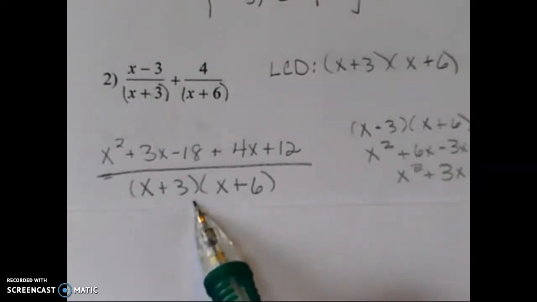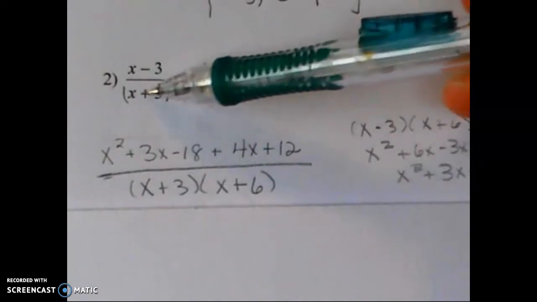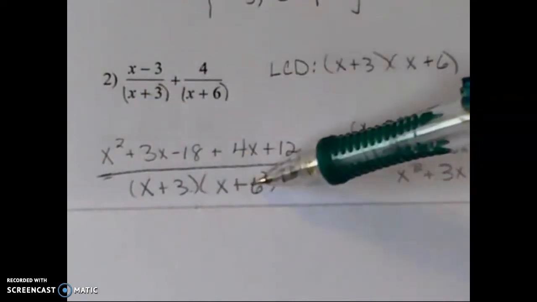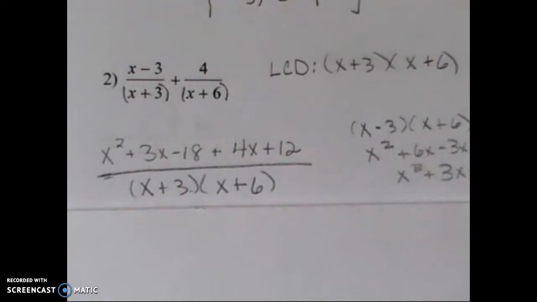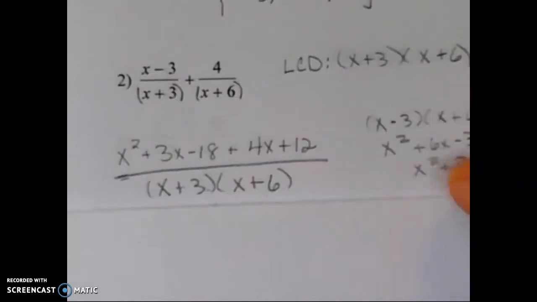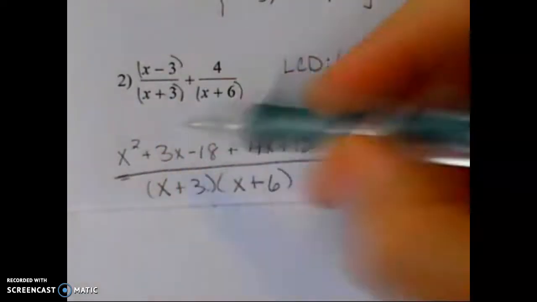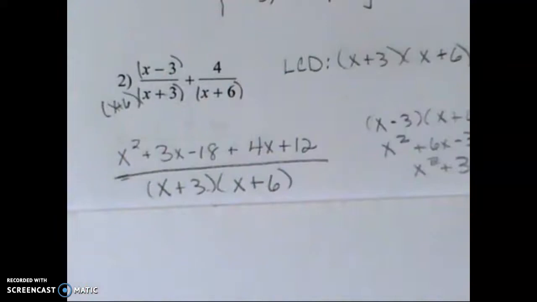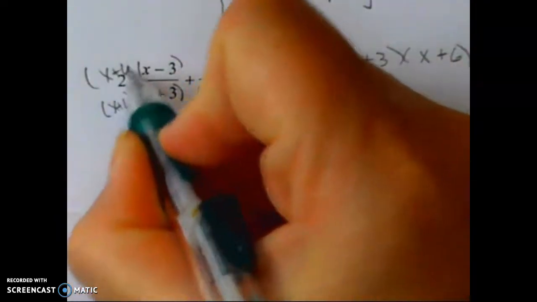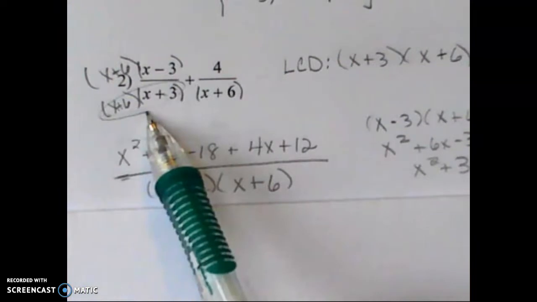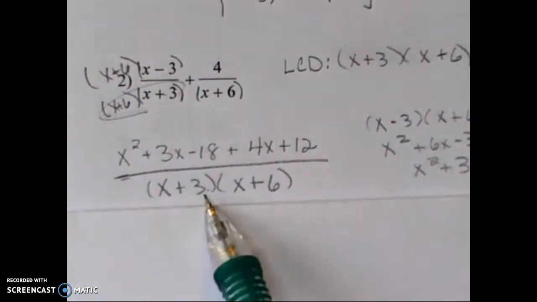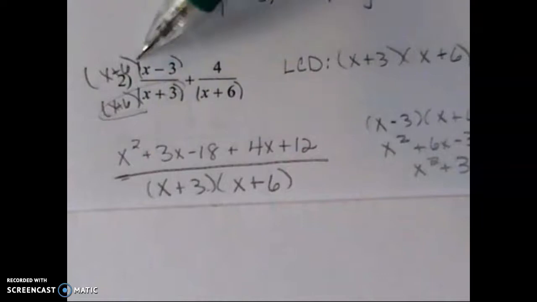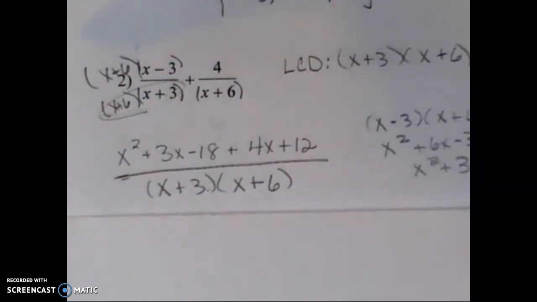Now, here's how it goes. From x plus 3 to x plus 3, x plus 6, what is missing? The answer is x plus 6. So I have to multiply to get from this denominator to this denominator. I have to multiply by x plus 6 in the bottom and in the top. So now this denominator matches what's written down here, and then I can do the mathy part of this, x plus 6 times x minus 3.